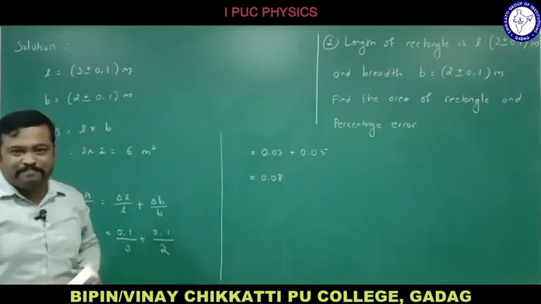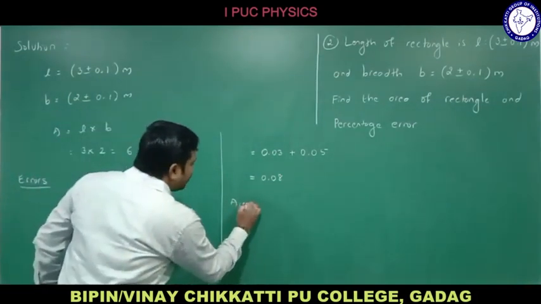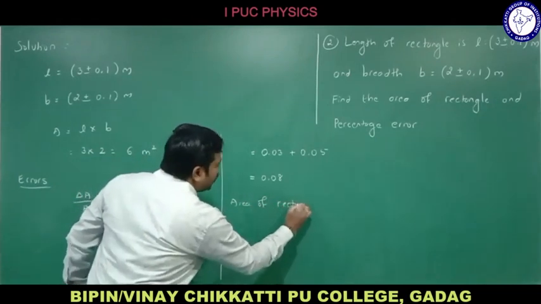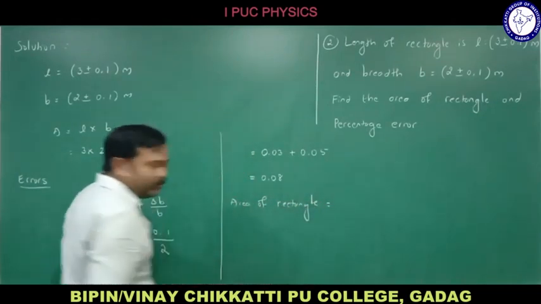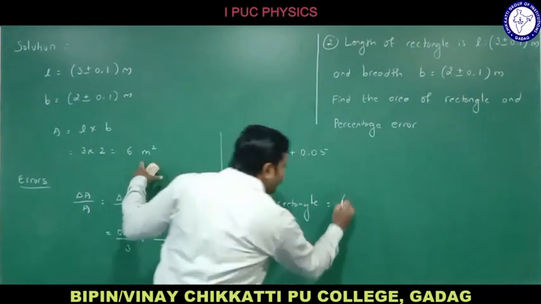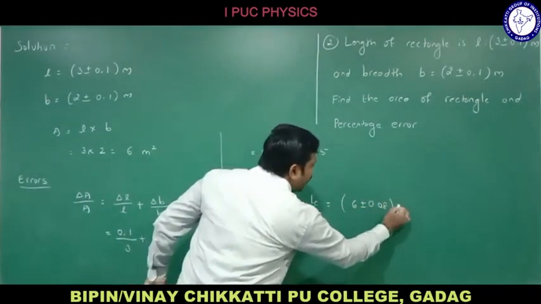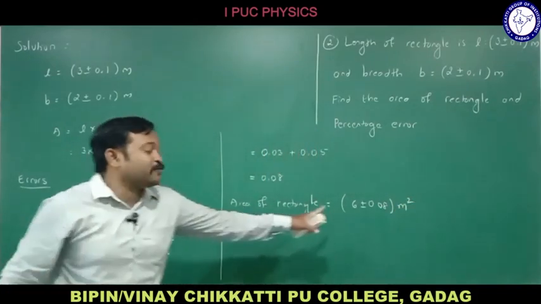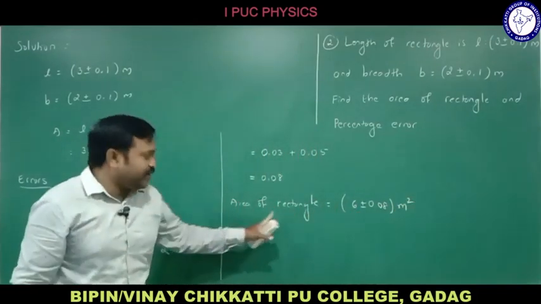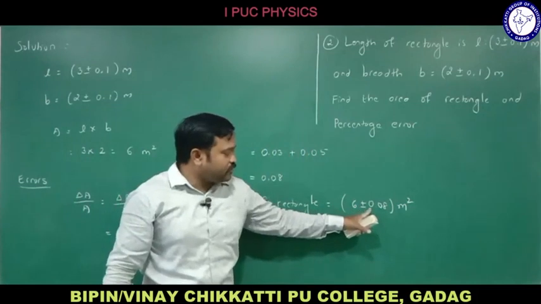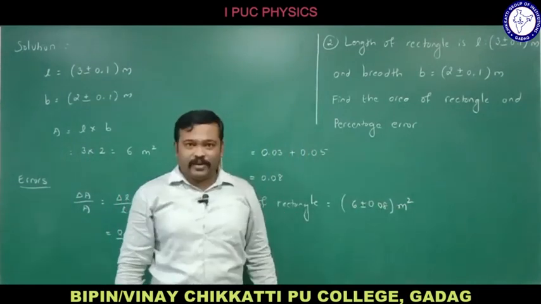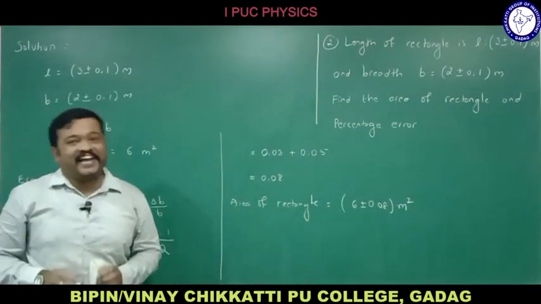Then we will be combining both now here, right? So what is area of a rectangle? The area of rectangle is equal to, right? So without error, how much did you get now here? 6 plus or minus. We calculated error also, that is 0.08, that is meter square. This is how we express it, right? So area of rectangle is equal to 6 plus or minus 0.08 meter square. This is area of a rectangle.